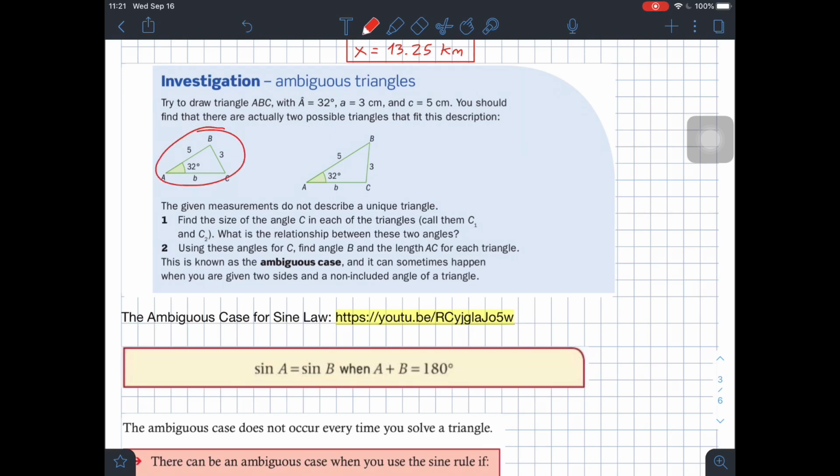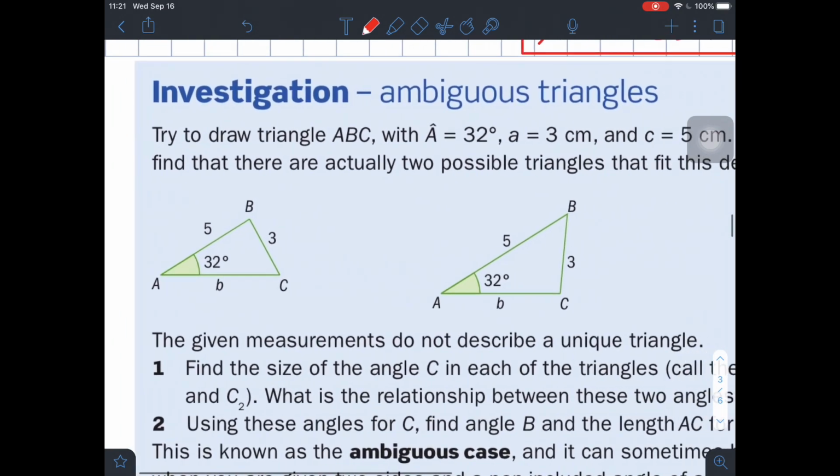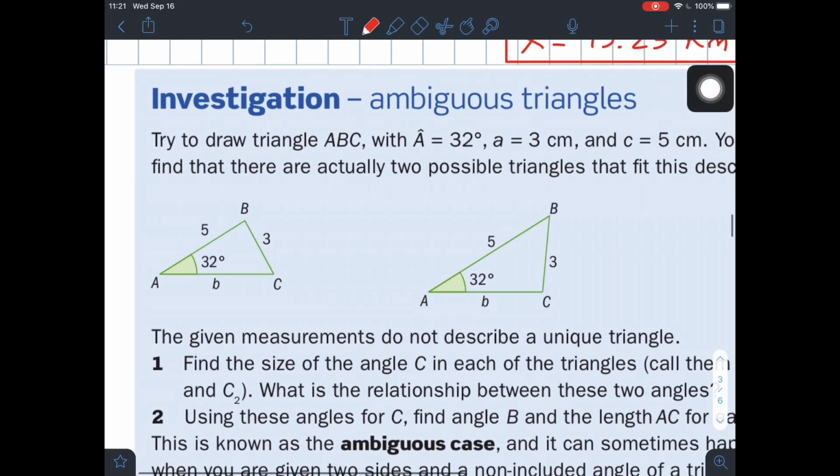So this is one case. Let's zoom in here for you to see. You see that we're respecting all of the information. We know that angle A is 32. We know that side A, the opposite to 32, is 3. And we know that this side C is 5. So this triangle is actually fulfilling all of the data that we're given in the problem.